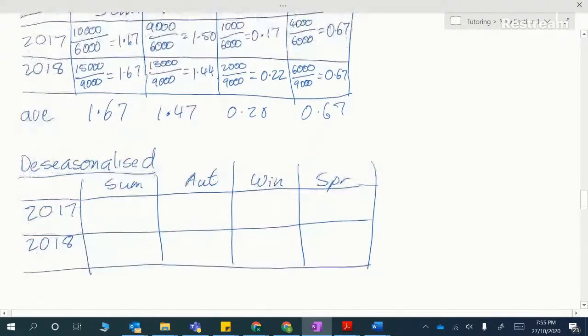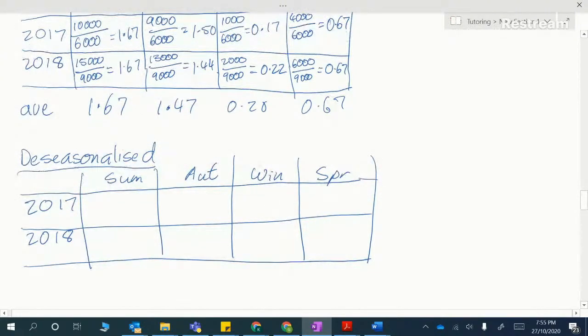So to deseasonalize the data, once again, it is divide. You're going to take 10,000 from here and divide by summer's seasonal index. And that gives you 5988.02. I can't fit it in my table properly. Hang on, let me fix that.